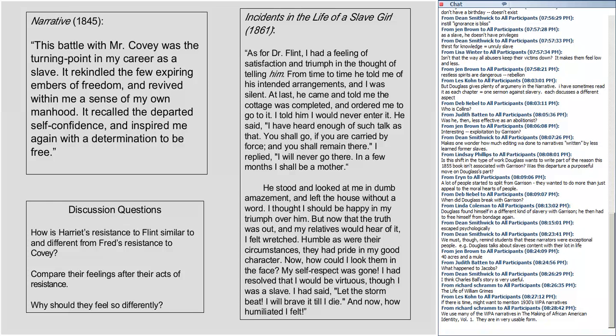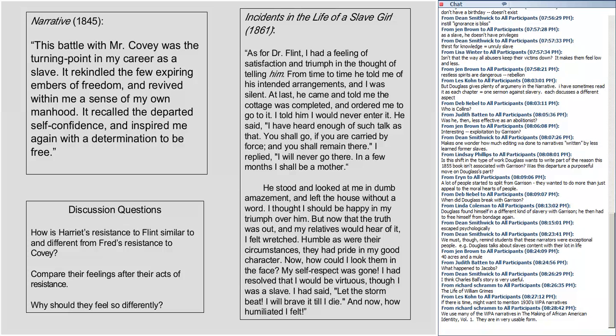So these two passages show the tremendous difference it is for a woman to resist and for a man to resist in these two narratives. Why is it that Jacobs decides to resist Dr. Flint by getting pregnant?